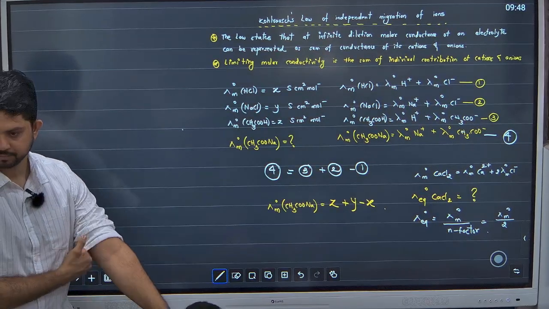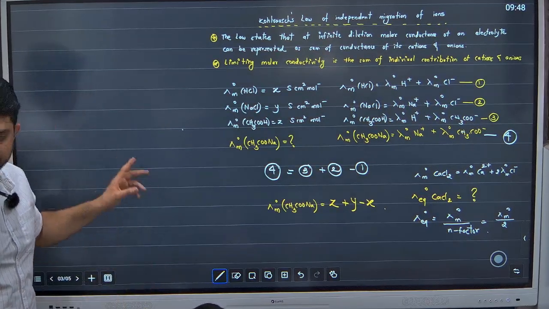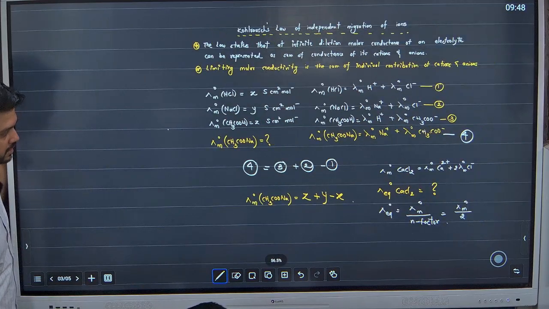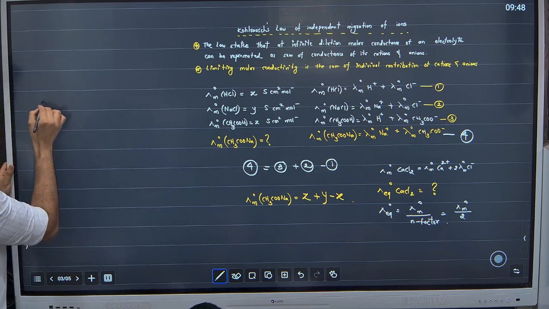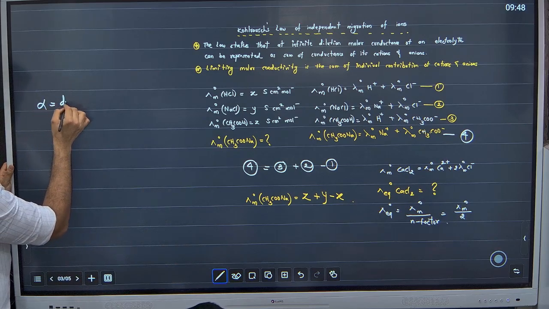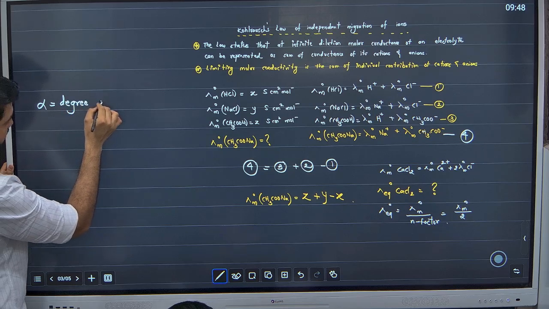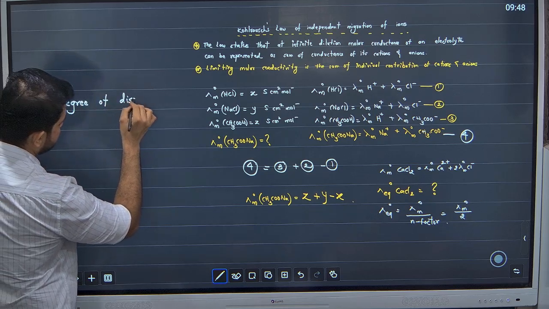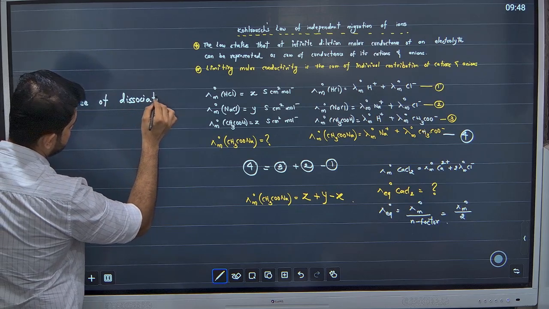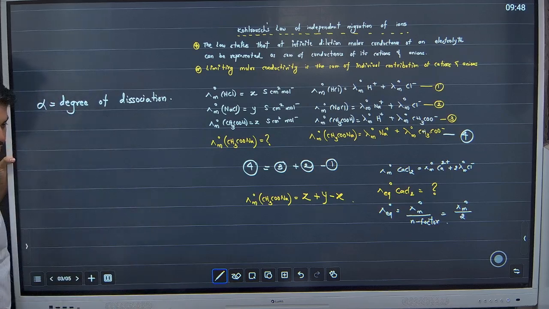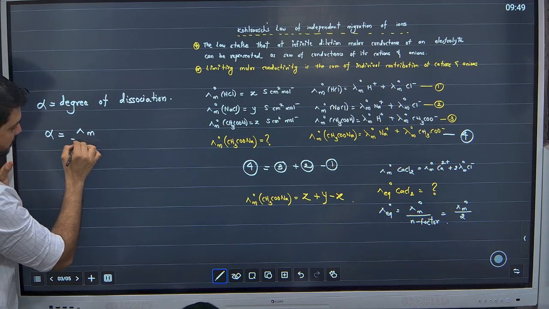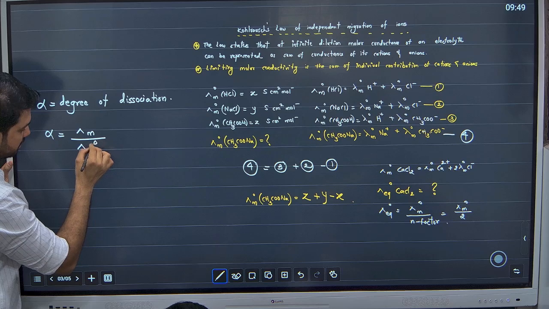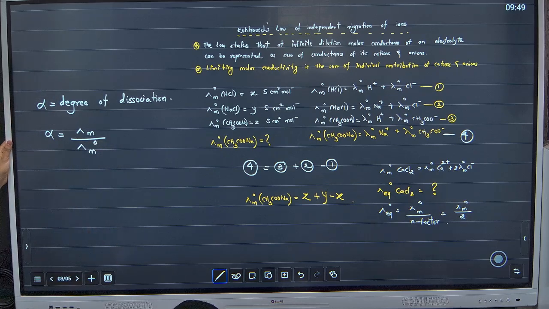What exactly is S? Siemens. Ohm inverse is also called Siemens. Next. What was alpha? Degree of dissociation. Alpha in terms of molar conductivity is given as alpha is equal to lambda m upon lambda m naught.